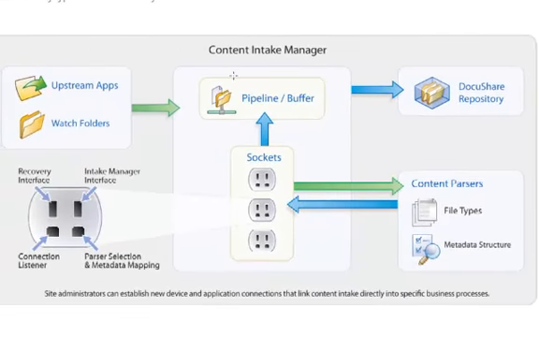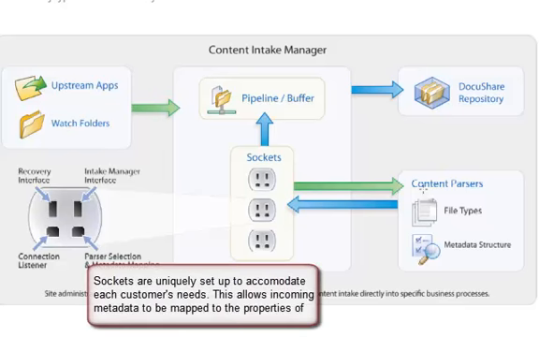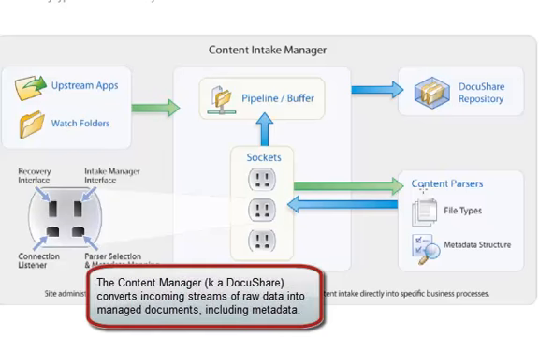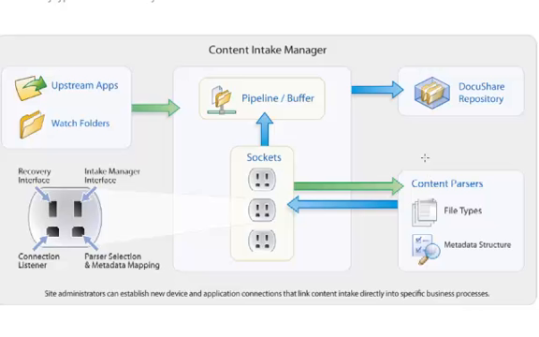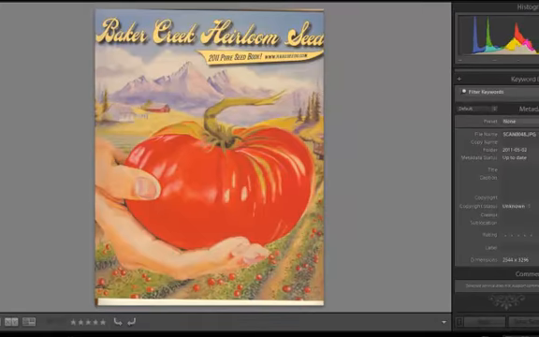And then if we look down here at this diagram, we see that the content parsers go in through the sockets. The sockets decide how the information should be shared and managed, including metadata, and then it's sent to the repository. I really like this diagram for how well it sums up what the actual software is doing with those files. So let's take a trip over to Lightroom.